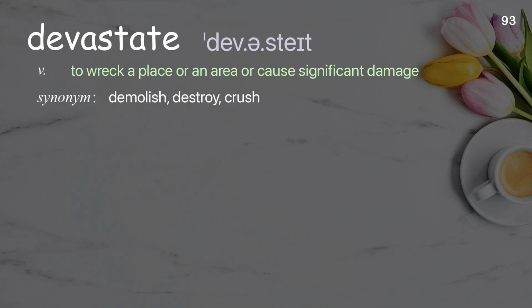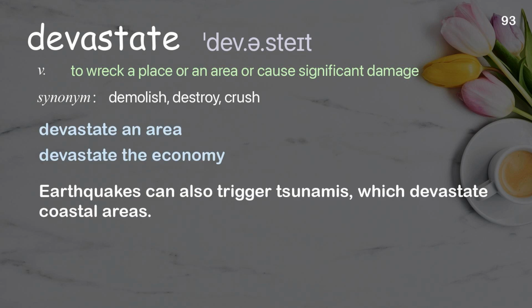Devastate. To wreck a place or an area or cause significant damage. Examples: Devastate an area. Devastate the economy. Earthquakes can also trigger tsunamis, which devastate coastal areas.